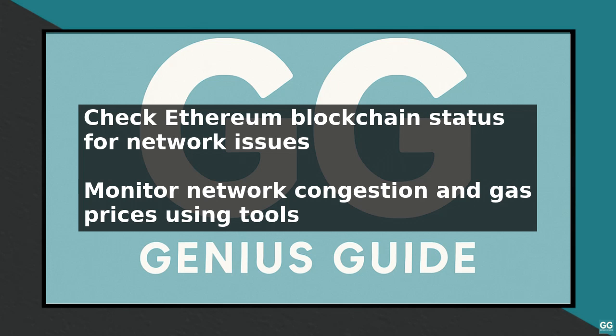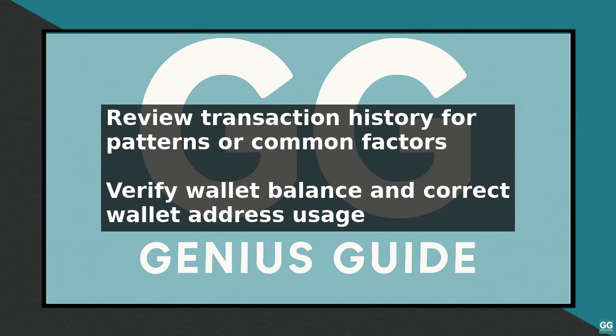high network activity. Next, check the Ethereum blockchain status to see if there are any ongoing issues that could be affecting your transactions. You can use tools like Etherscan or ETH Gas Station to monitor the network congestion and gas prices. If the network is congested, it may be best to wait until the congestion clears or to adjust your gas prices accordingly.